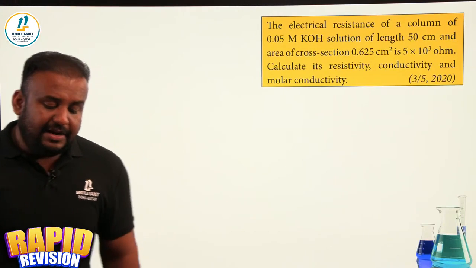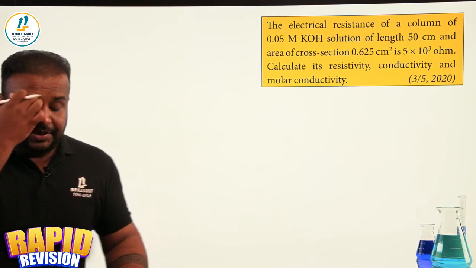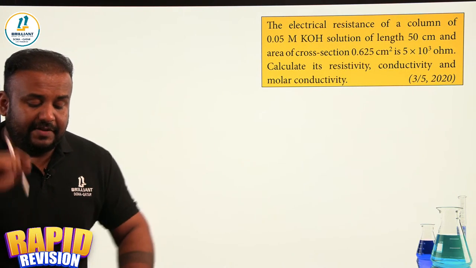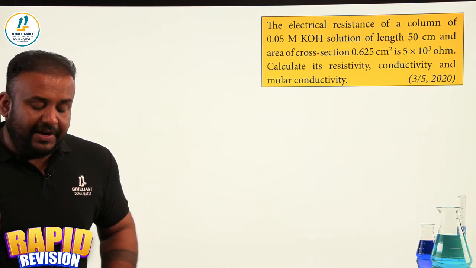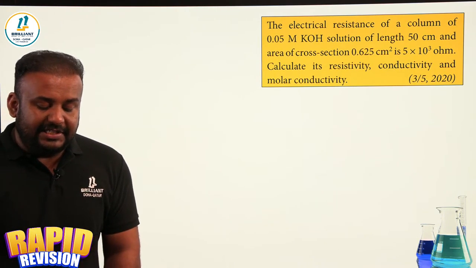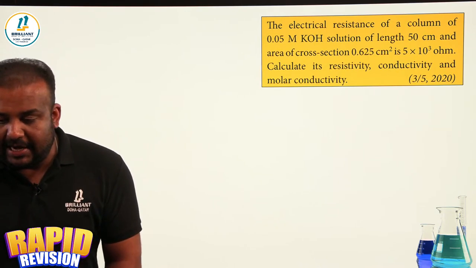The next one. Electrical resistance of a column of 0.05 molar KOH solution of length 50 cm and area of cross section 0.625 is 5 into 10 raised to 3. Calculate its resistivity, conductivity and molar conductivity.